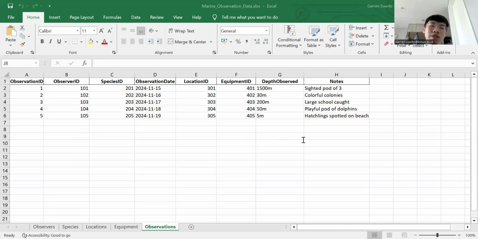And for conclusions, successfully normalized the database to 3NF, created an ERD to visualize relationships, and wrote SQL scripts for database creation and database manipulation. So that's it for my presentation.